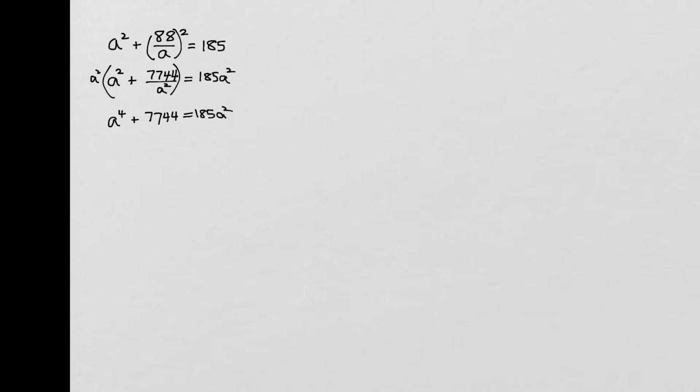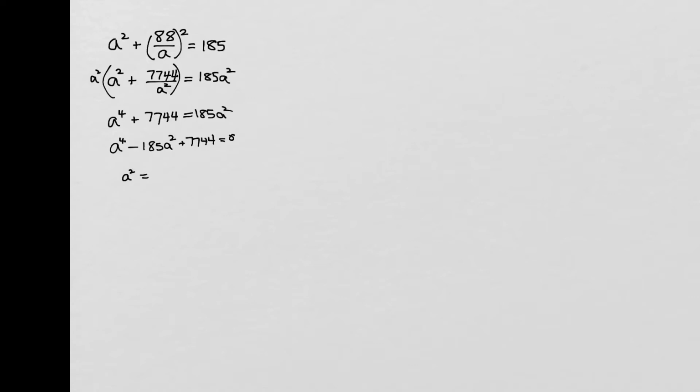And so I'll solve this as a quadratic type equation. I'll bring that 185 A squared over to the left side by subtracting it from both sides, and I have A to the fourth minus 185 A squared plus 7,744 equals 0.